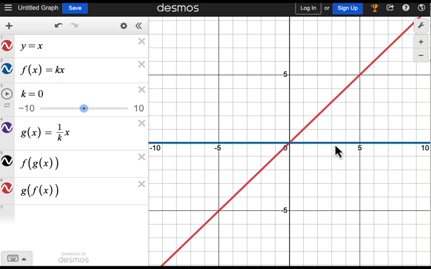Notice what happens. The graph of f of x is this flat line that overlaps the x-axis, but there is no graph for g of x, which would otherwise be a vertical line. Why? Because 1 over 0 is undefined, and therefore g of x is undefined.